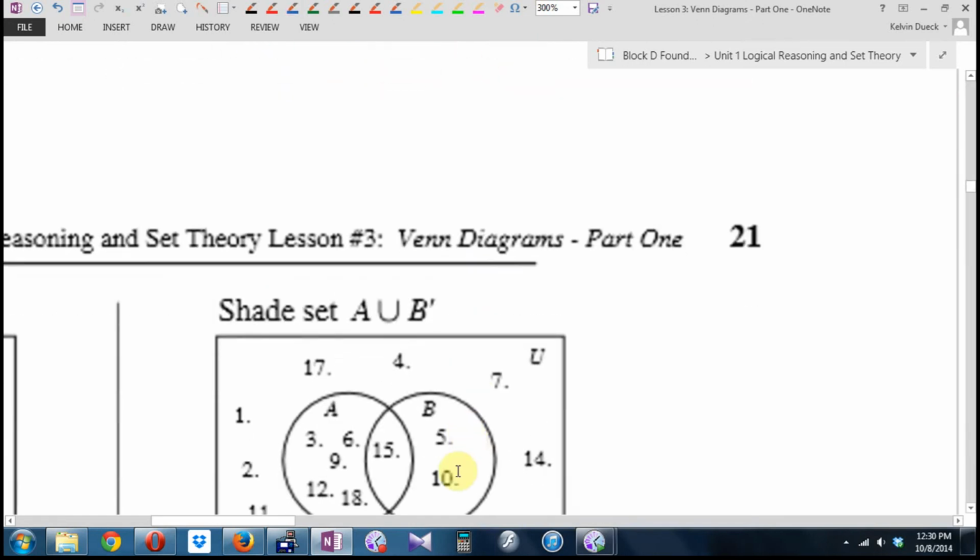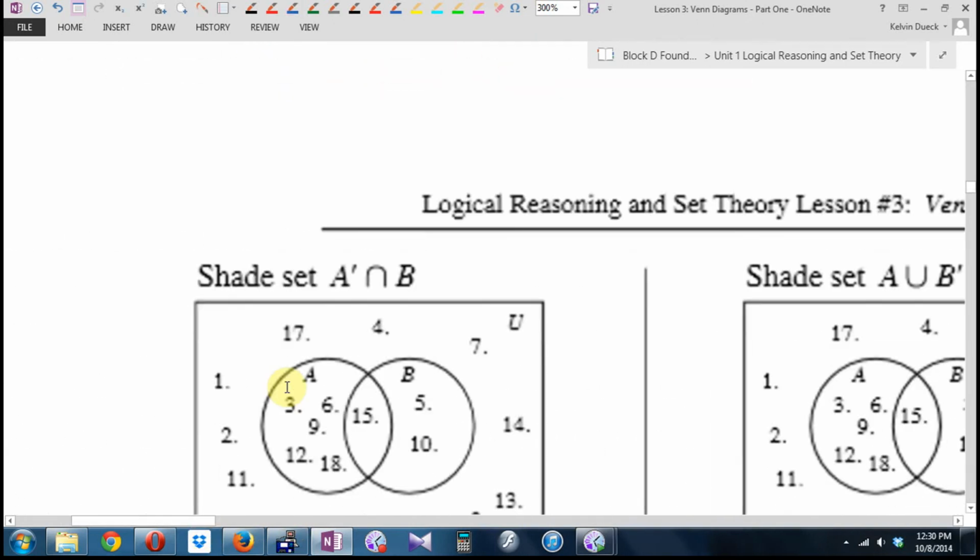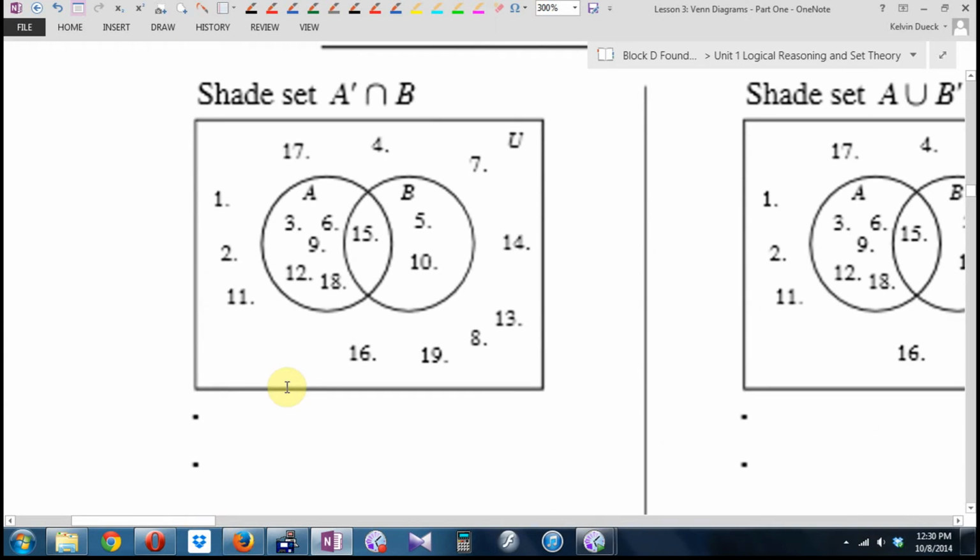Next page. Oh, more on the next page. A prime intersection B. I don't know. Here's what it's saying in English: numbers not in A and at the same time in B. I'm not sure, because the way you're saying it could be correct and could be wrong depending on what you're thinking when you're saying, oh, it's just B.